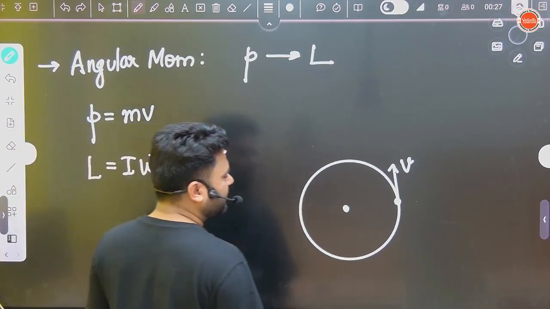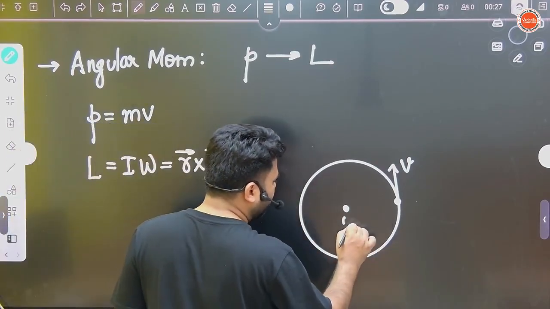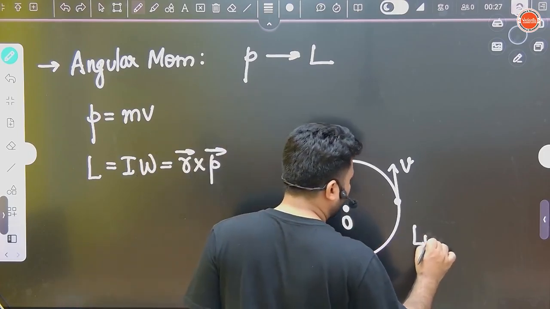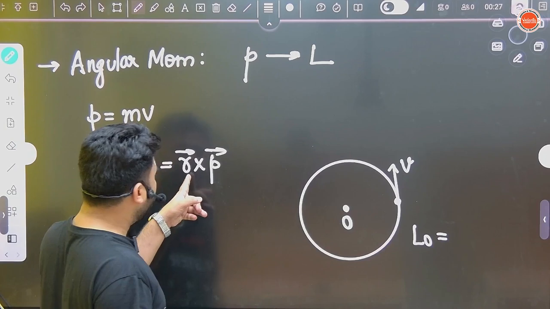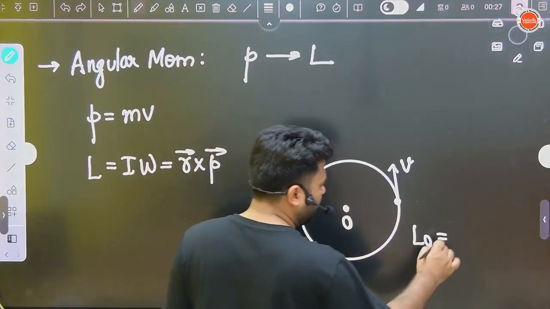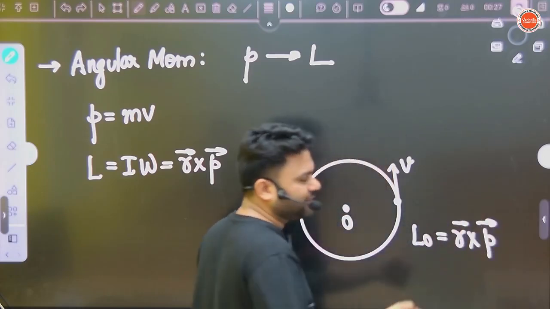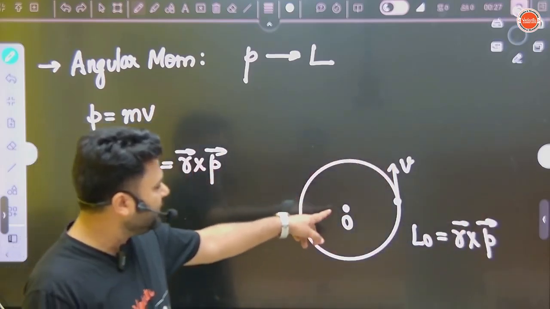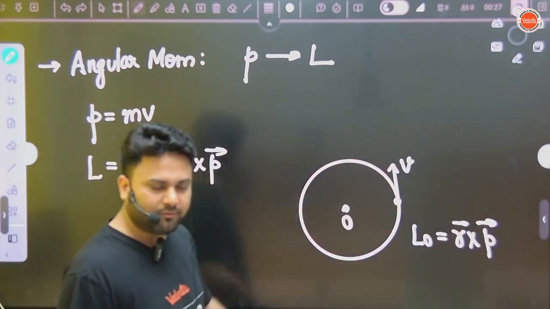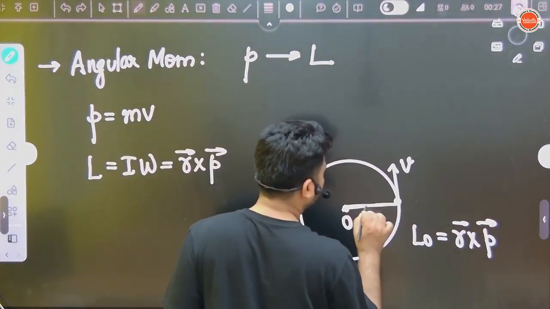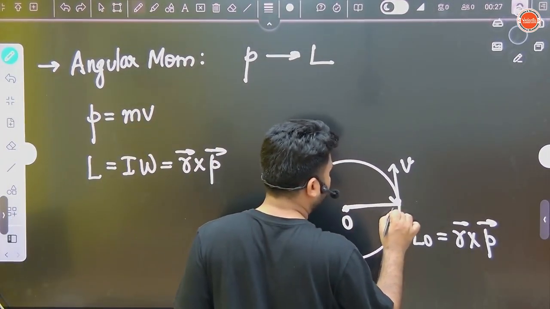So if someone asks, what is the angular momentum about O? Angular momentum about O will be, see, what is the formula? R cross P. Now I will tell you what these things are. R means from the center of rotation, where is the particle? So this is my R vector.